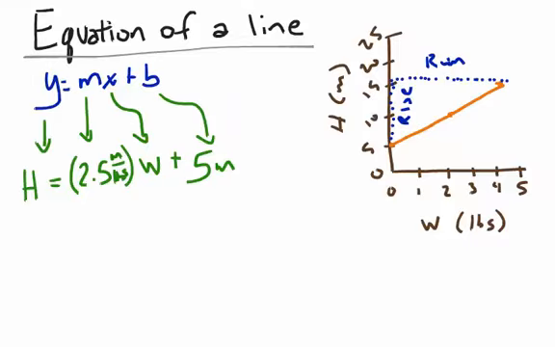The equation of a line then, y equals mx plus b: all we need to do is fill in the appropriate variables, the slope with its units, and the intercept with its units. So here on our vertical axis we have graphed h, so our y becomes h. Our slope is 2.5 meters per pound. Our horizontal variable is w, and our intercept is 5 meters.